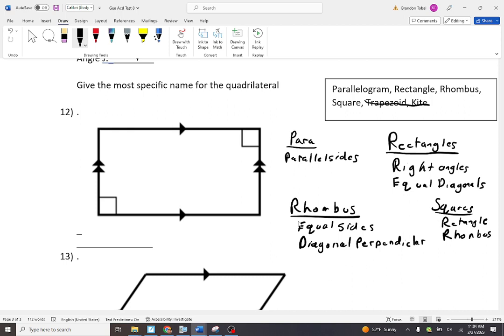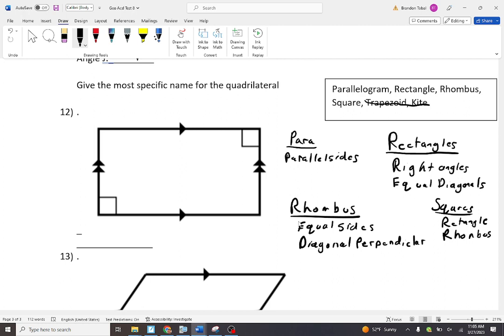All right. Let's talk about the first one, number 12. What does this triangles mean again? They're parallel. Those little dark triangles on the lines mean they're parallel. But these are right angles. In this case, remember, parallelograms have parallel sides. All these have parallel sides. All these are parallelograms. So a rectangle has right angles.